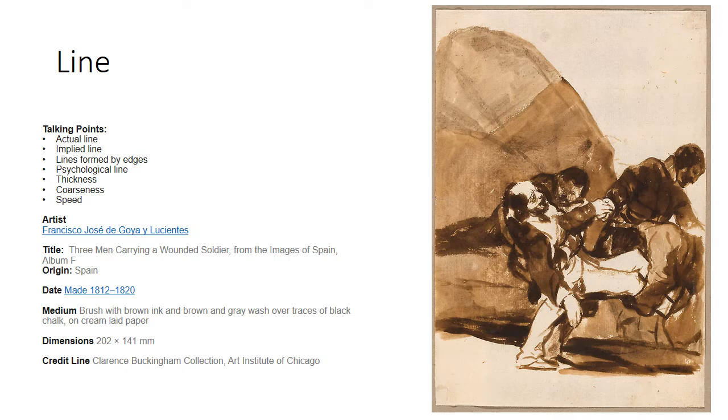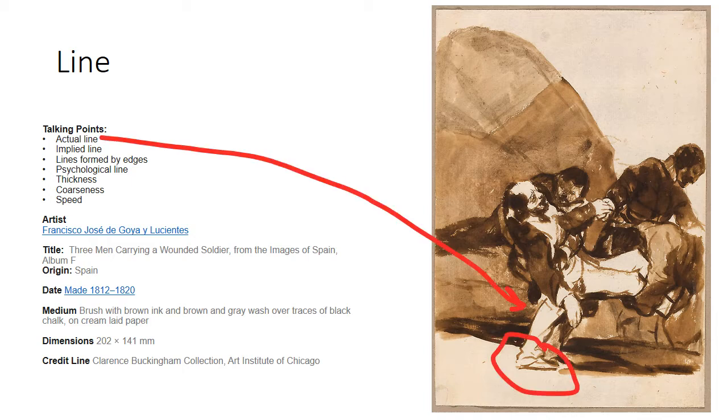When we talk about line, here's a very nice drawing by Goya. As we walk through it, you can find a number of things at play. Actual line shows up in the way that shoe is drawn, for example, in the cuff of the pant. It's a simple linear mark scrolled across with that brush.